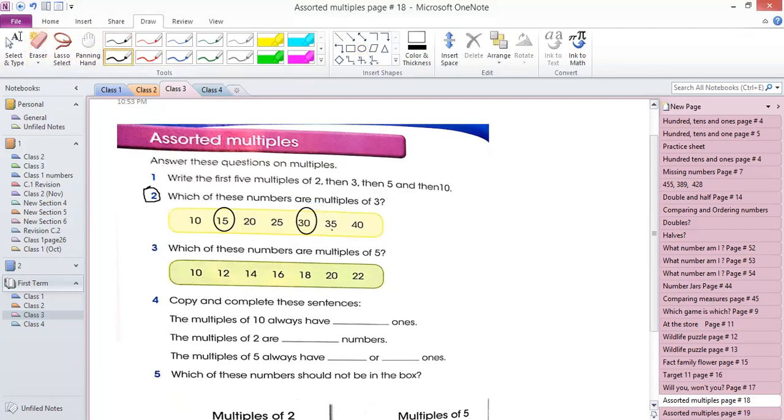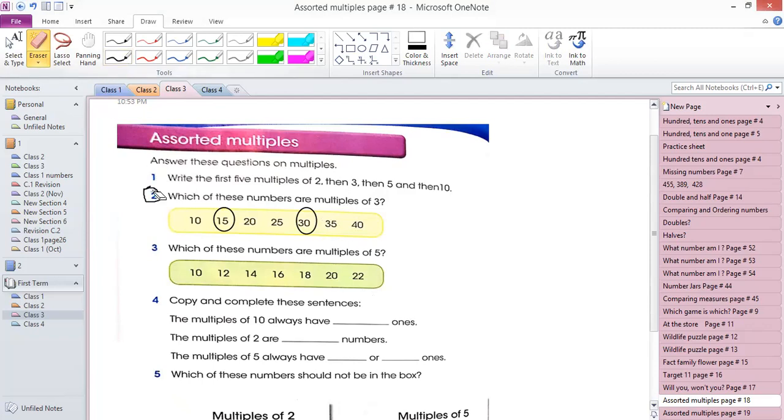What about 35, guys? Is 35 a multiple of 3? Yes or no? That's very good. And what about 40? Is 40 a multiple of 3? That's very good. 40 is also not a multiple of 3. After 30 comes 33 and 36, not 35. After 36, 39 and then 42. So 40 is not a multiple of 3.